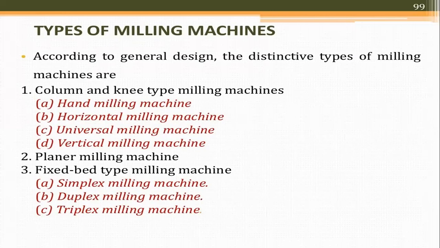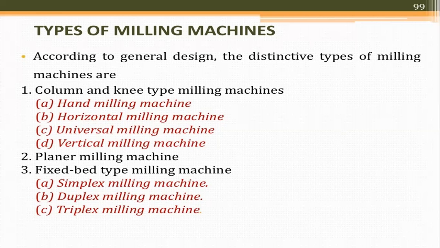These are the types of milling machine. The first one is the column and knee type milling machine. In the column and knee type milling machine, we have 4 types: hand milling machine, horizontal milling machine, universal milling machine, and the vertical milling machine.